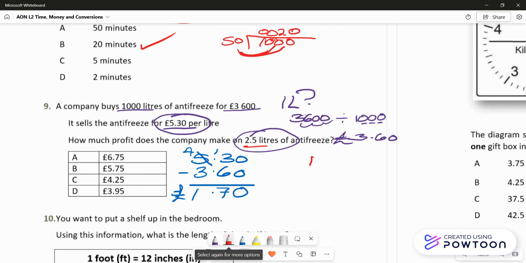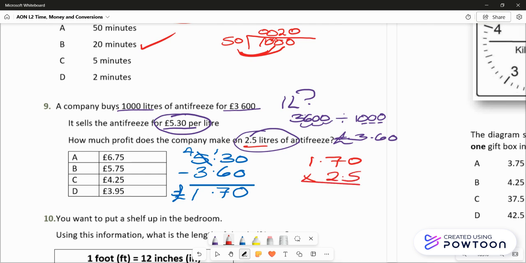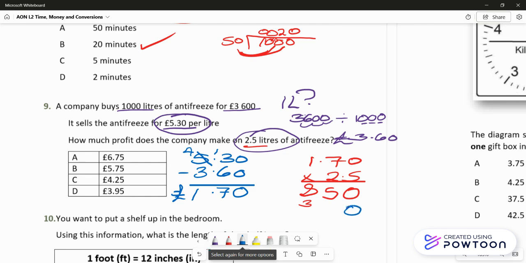So £1.70 times 2.5. So 5 times 0 is 0. 5 times 7 is 35, carry the 3. And 5 times 1 is 5, add the 3 is 8. Now we multiply by the 2, but not forgetting to put a 0 down first. And 2 times 0 is 0. I can cross that off there. 2 times 7 is 14. Put a 4 down, carry the 1. Then 2 times 1 is 2, add the 1 is 3.